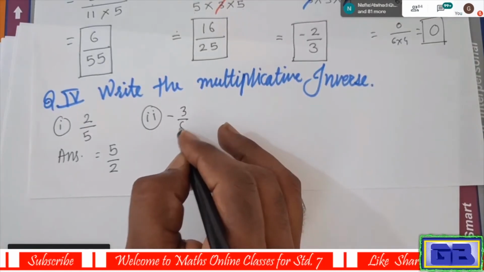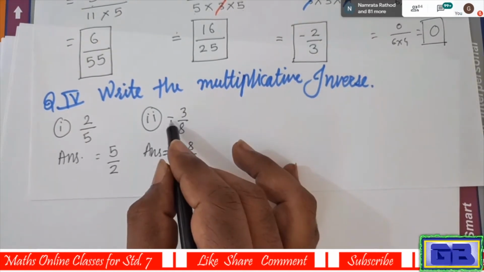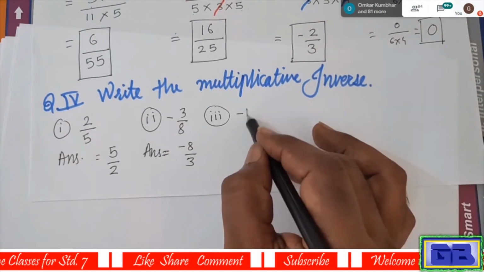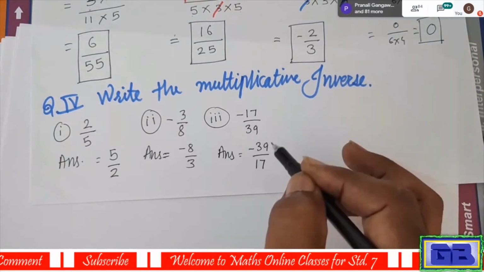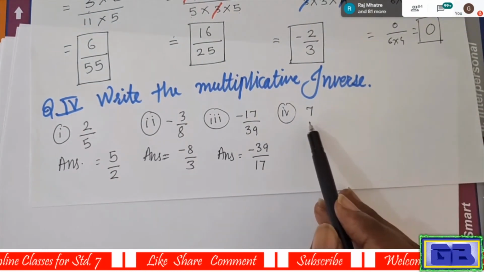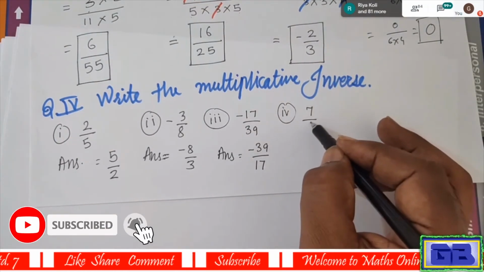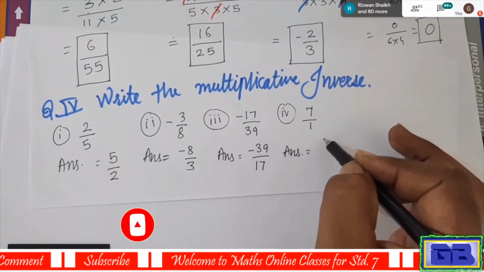Negative 3 upon 8, correct. Minus 8 upon 3, don't do anything with the minus sign. Third one, 17 upon 39, correct. Minus 39 upon 17. The last one is 7. Listen here, if any single number is there, its denominator is always 1, understand? Therefore the answer is 1 upon 7.